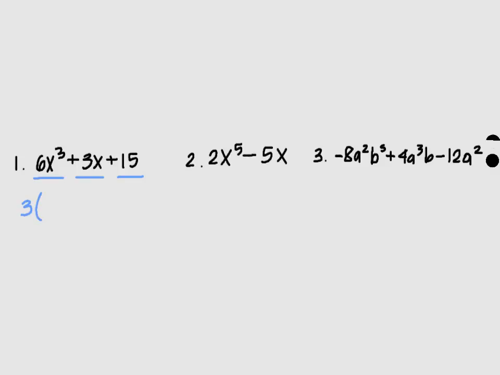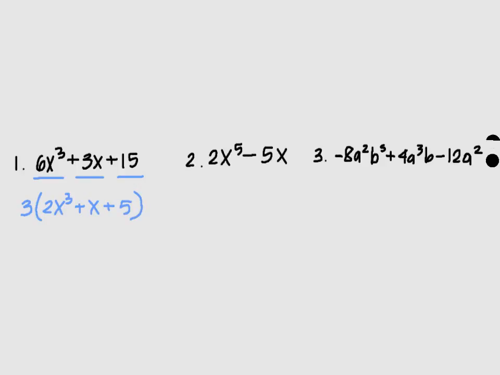So 6x cubed divided by 3 equals 2x cubed. 3x divided by 3 equals positive x, and positive 15 divided by 3 is equal to positive 5.